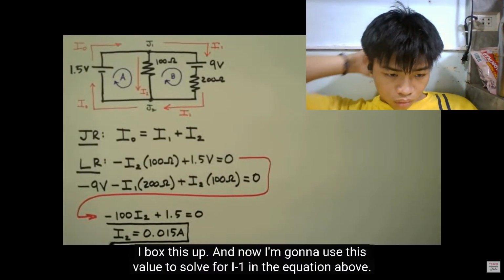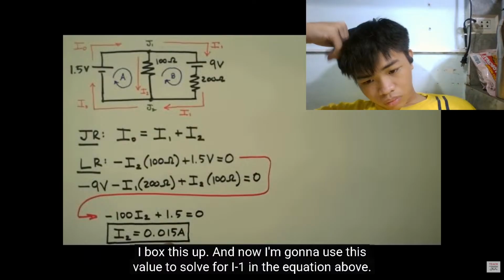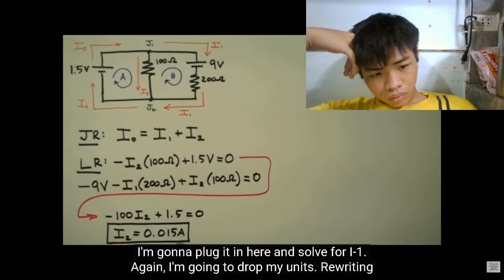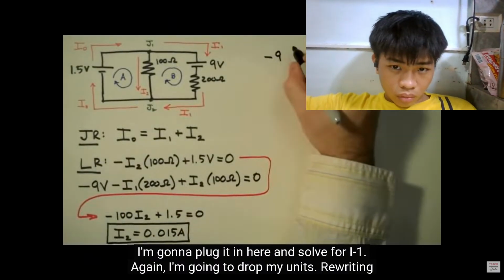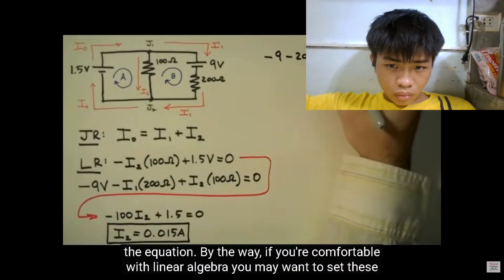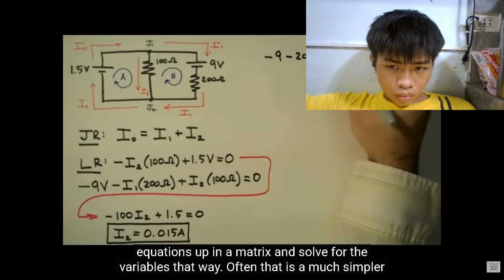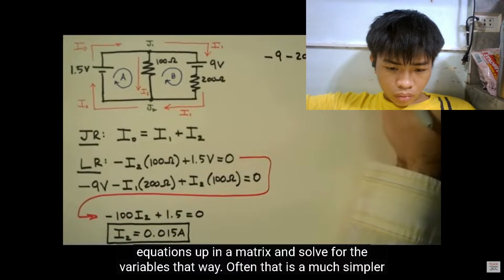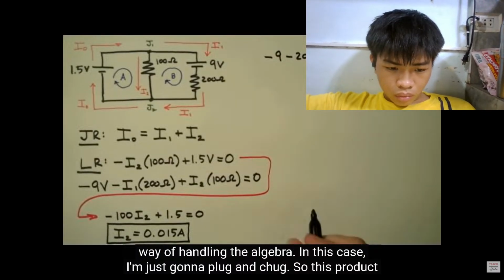I box this up. And now I'm going to use this value to solve for I1 in the equation above. I'm going to plug it in here and solve for I1. Again, I'm going to drop my units, rewriting the equation. By the way, if you're comfortable with linear algebra, you may want to set these equations up in a matrix and solve for the variables that way. Often, that is a much simpler way of handling the algebra. In this case, I'm just going to plug and chug.